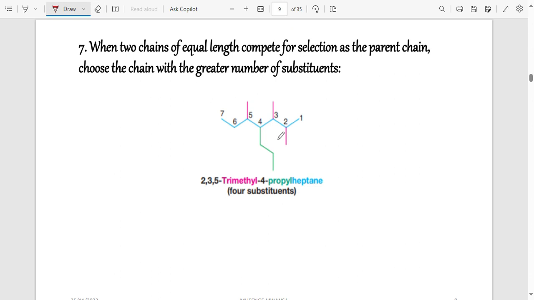So when you are naming, name in alphabetical order. This is a methyl, this is a methyl, this is also a methyl. And then this one has 3 carbons, so it's a propyl. M comes before P. So it will be 2, 3, 5 trimethyl and then 4 propyl heptane.